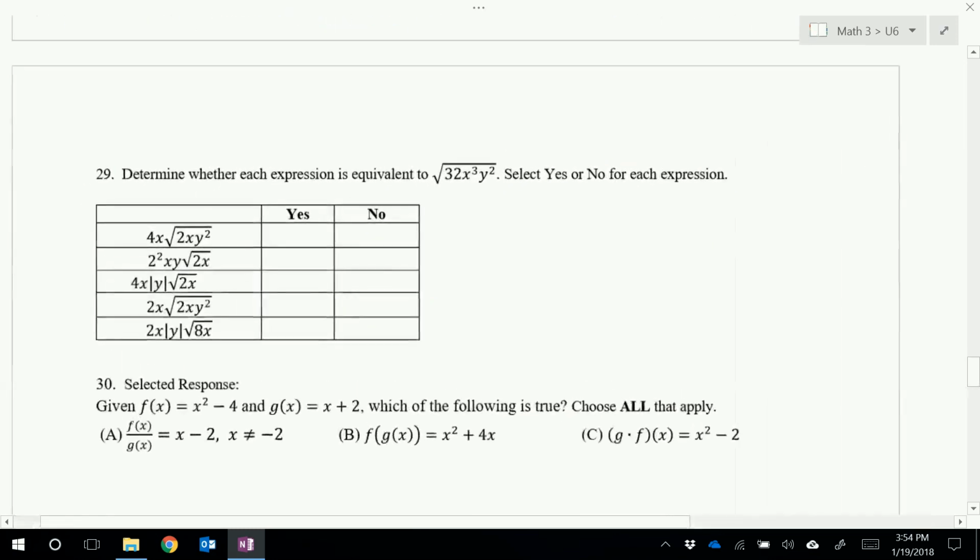Number 29, determine whether each expression is equivalent to 32x cubed y squared. Select yes or no for each expression. So here, 32 is 2 times 16. 16, 4 times 4. We got 3 x's and 2 y's. And so we end up with 4xy square root of 2x.